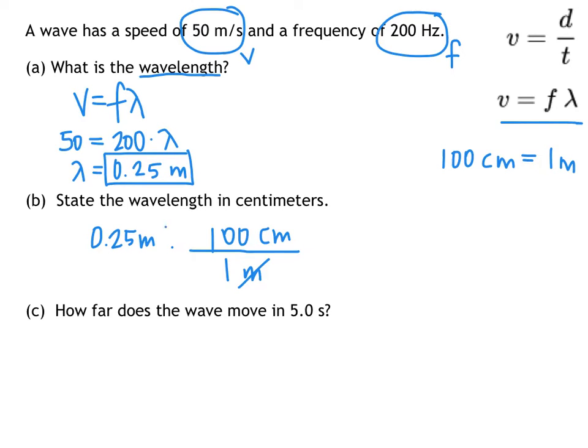So the meter part cancels out, and then I just do the math that I see. 0.25 times 100 is 25, divided by 1 is still 25, so 25 centimeters.